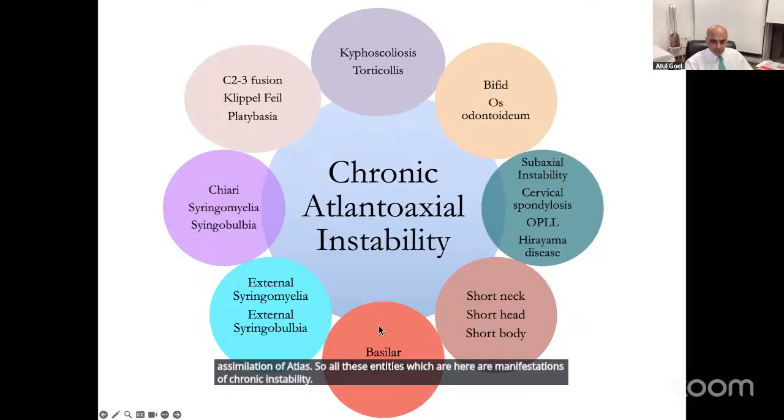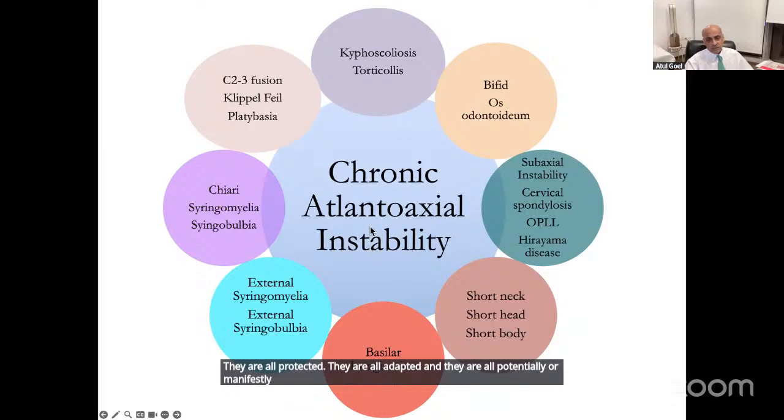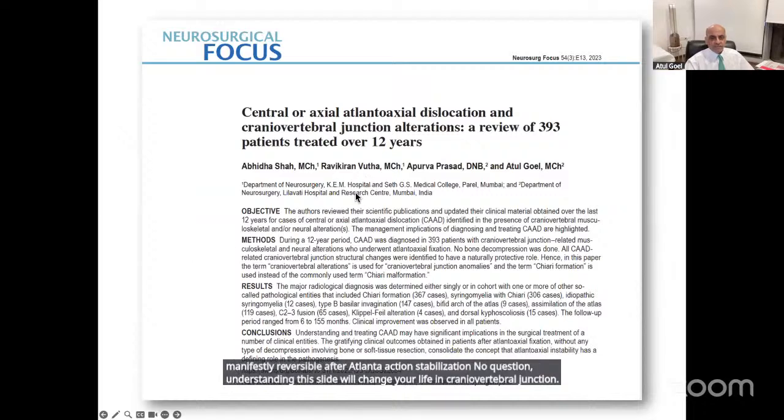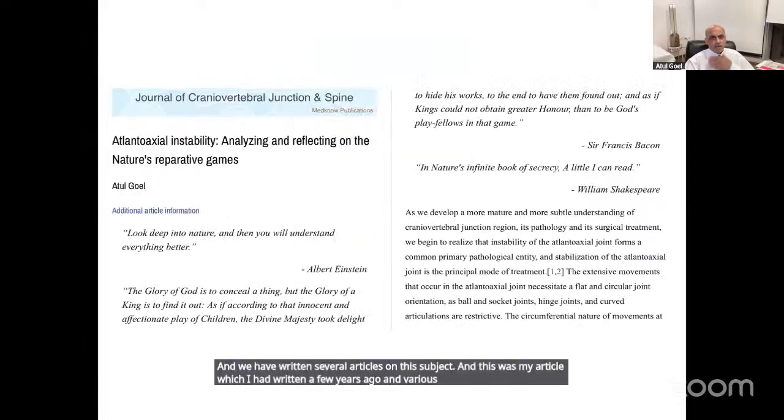They are all protected, they are all adaptive, and they are all potentially or manifestly reversible after atlantoaxial stabilization. No question, understanding this slide will change your life in craniovertebral junction. And we have written several articles on this subject, and this was my article which I had written a few years ago, and various other articles which you will like to see.